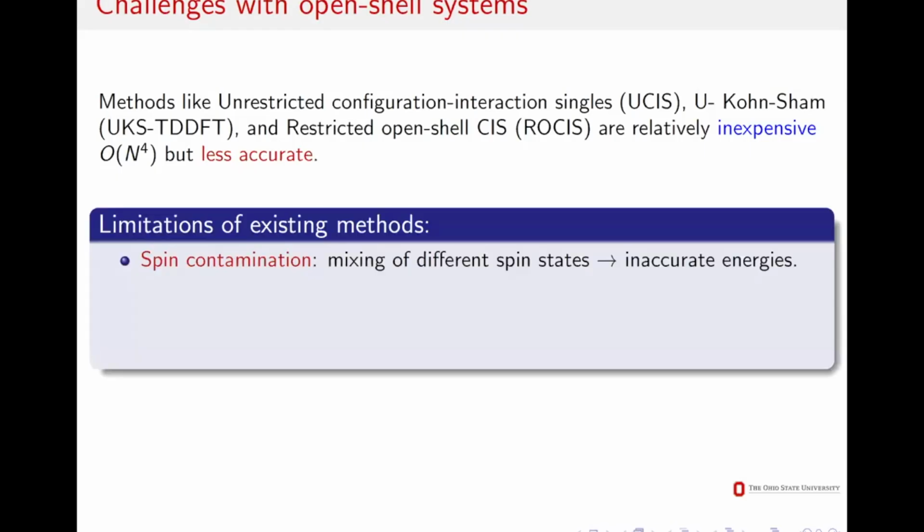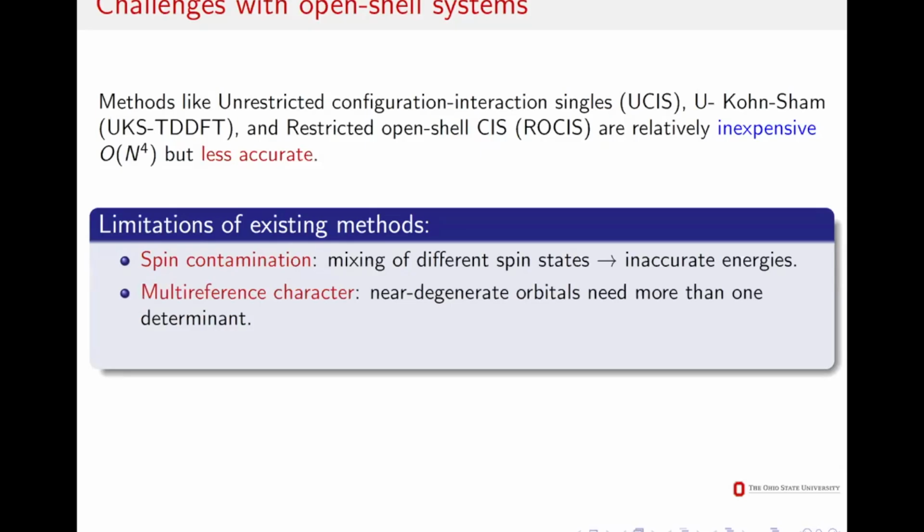Talking about these existing methods, the main problem with unrestricted methods is spin contamination. What is spin contamination? Let's say your ground state is a doublet and you want your excited states to be doublets. You will not get exactly a doublet; you will get something like a mixture of doublet plus quartet. This mixing of different spin states gives you inaccurate energies for those excited states. That's a huge problem.